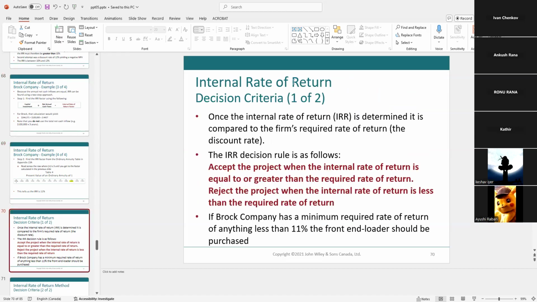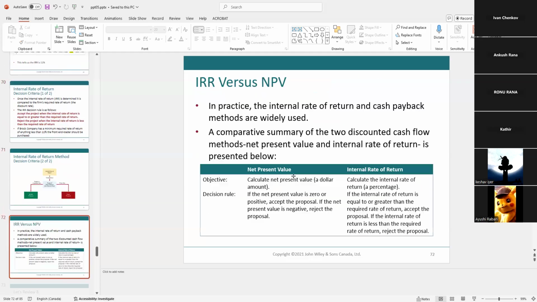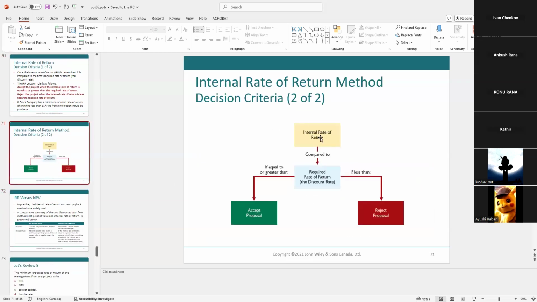Internal rate of return, decision criteria. Once the internal rate is determined, it's compared to the company's required rate of return. If the internal rate is more than the company's required rate of return, accept the project. If the internal rate of return is below the company's required rate of return, reject it. Internal rate of return compared to the required rate of return: if it's greater, accept it. If it's below, reject it.